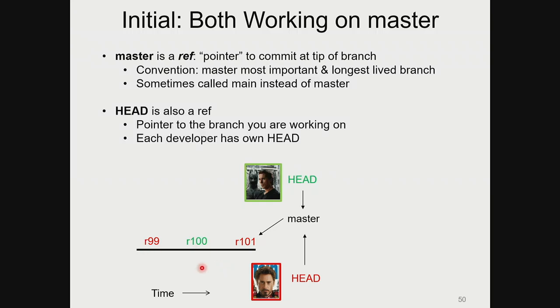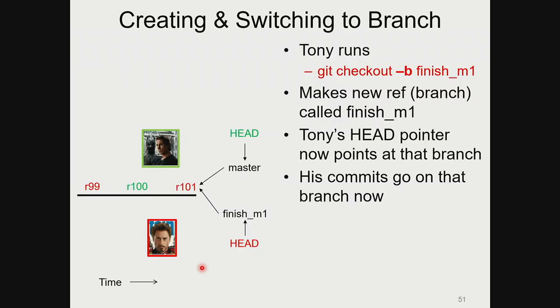At the point of R101, Tony decided to branch off of master and create a new branch that is only for milestone 1 specifically. Okay? So the way we do this is through, remember the git checkout command that allows us to go back in history or change to a different commit. We can also use it to create new branches. So with a git checkout -b, you can create a new branch and give it the name that you want. In this case, Tony decided to give it finish M1.